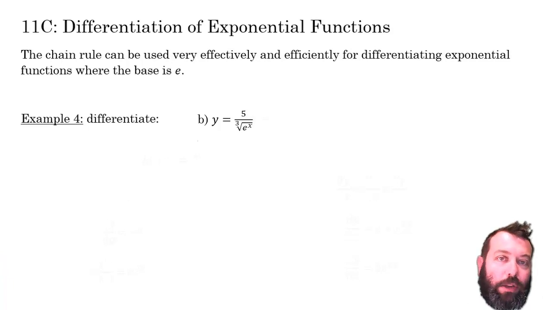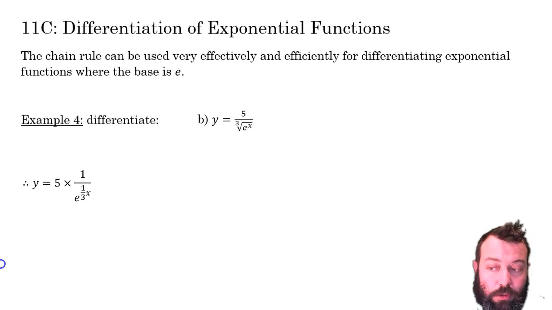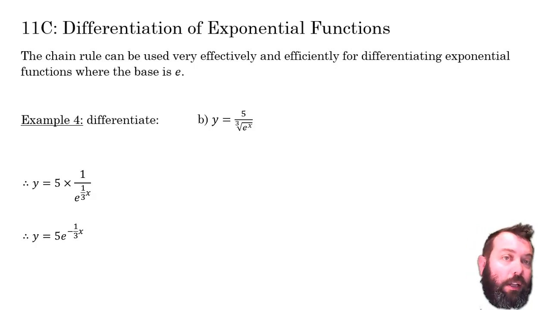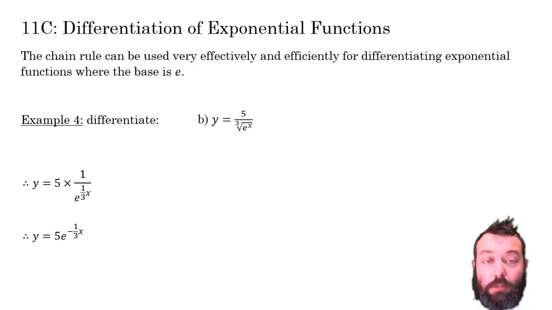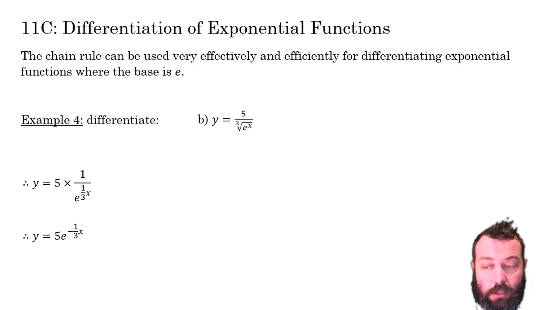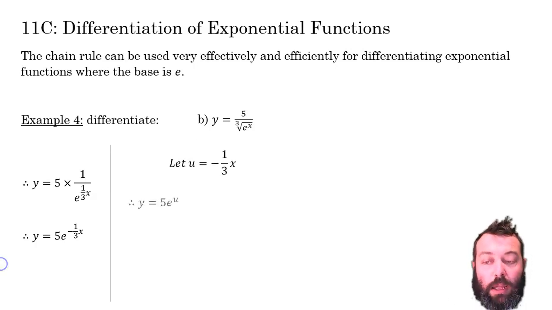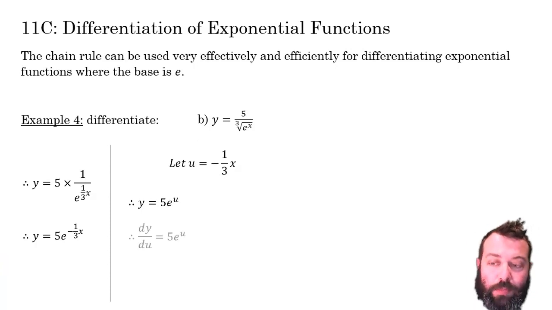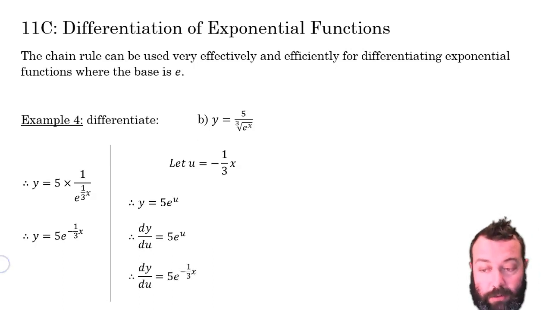This here is a bit more complicated because it's written in fractional form and with roots. If I rearrange that using my index laws, I could say that y equals 5e to the negative 1/3 x. Now in that form, it's much easier for us to use the chain rule and this rule for differentiating exponentials. So my substitution again is going to be the exponent, that's negative 1/3 x. Now I can differentiate my function with respect to u, and I get 5e to the power of u, substituting back in 5e to the negative 1/3 x, which is the original function.